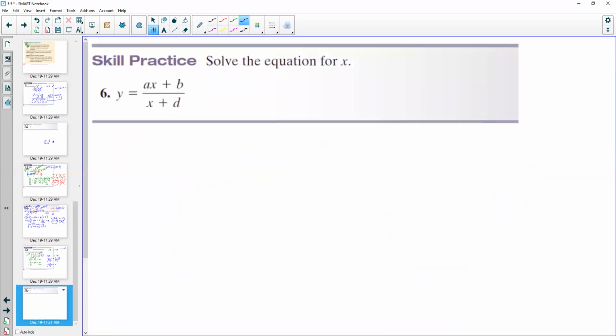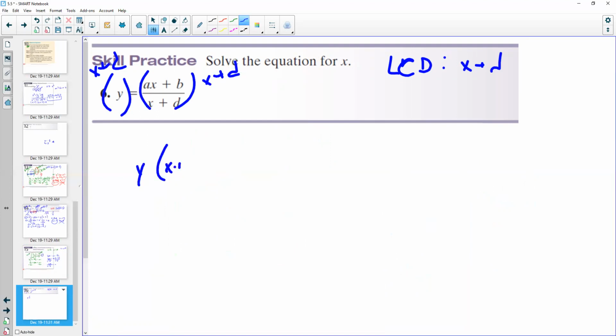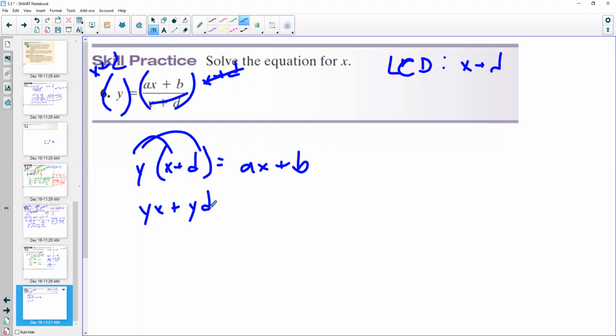Okay, let's try one more of those. I want to solve for x. Same process. Least common denominator is going to be x plus d. So multiply both sides by x plus d. Just gets rid of my fractions. So over here I got y times x plus d. Here these guys cancel. Ax plus b. I'm going to distribute to get rid of the parentheses, so I get yx plus yd equals ax plus b.